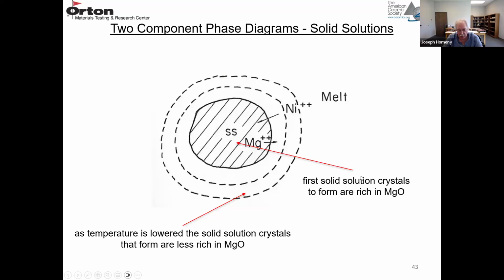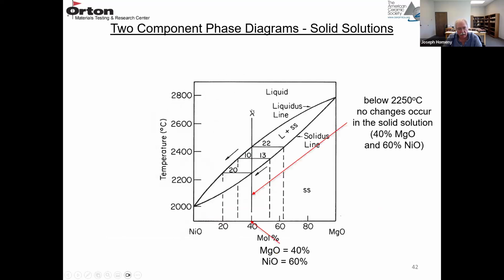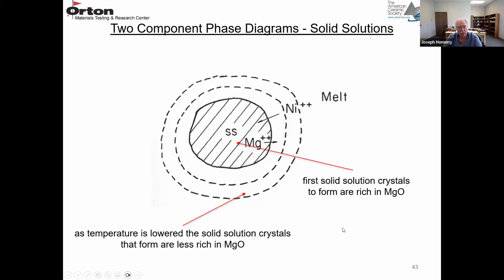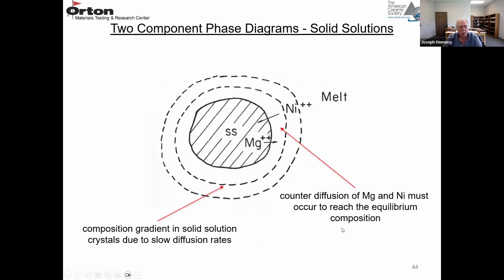So again, phase diagrams are at equilibrium. So if we were cooling down, we'd have to hold these at temperature for long times to allow diffusion to take place and reach equilibrium again. So we have a compositional gradient in a solid solution due to slow diffusion rates at lower temperatures, and this counter diffusion of Mg and Ni isn't going to take place, and we won't reach equilibrium if we cool too fast.